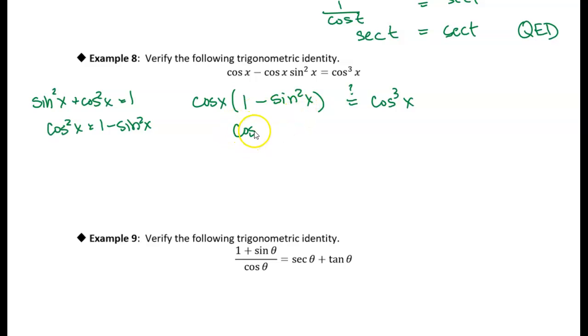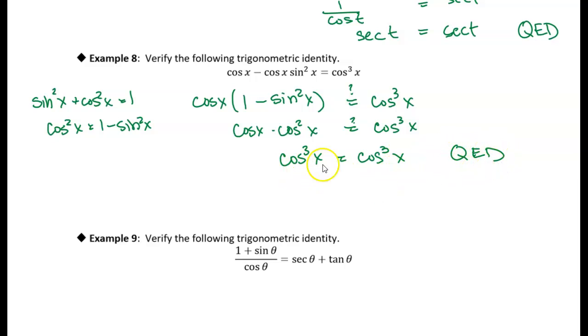So I have cosine of x times cosine squared of x. Is that equal to cosine cubed of x? All right, well, I know that cosine times cosine squared is going to be cosine cubed, right? So cosine cubed of x is equal to cosine cubed of x, and I'm done. QED. I am done. Quod erat demonstrandum. I have done what I set out to do, and that's it.